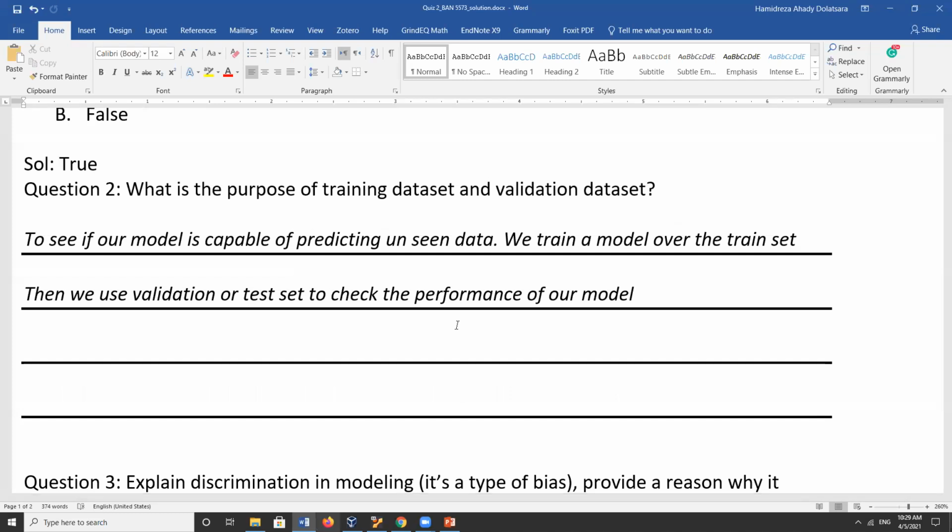Okay, second question. What is the purpose of the training data set and validation data set? I just put the basic definition. Some of you explained very well, and in your exam, I expect you to put more textual content here, just for grading purposes. So we use a train data set to train an algorithm, have a model, and then we need to validate that model to see how reliable it is. So we need to have a validation or test set to check the performance of our model.